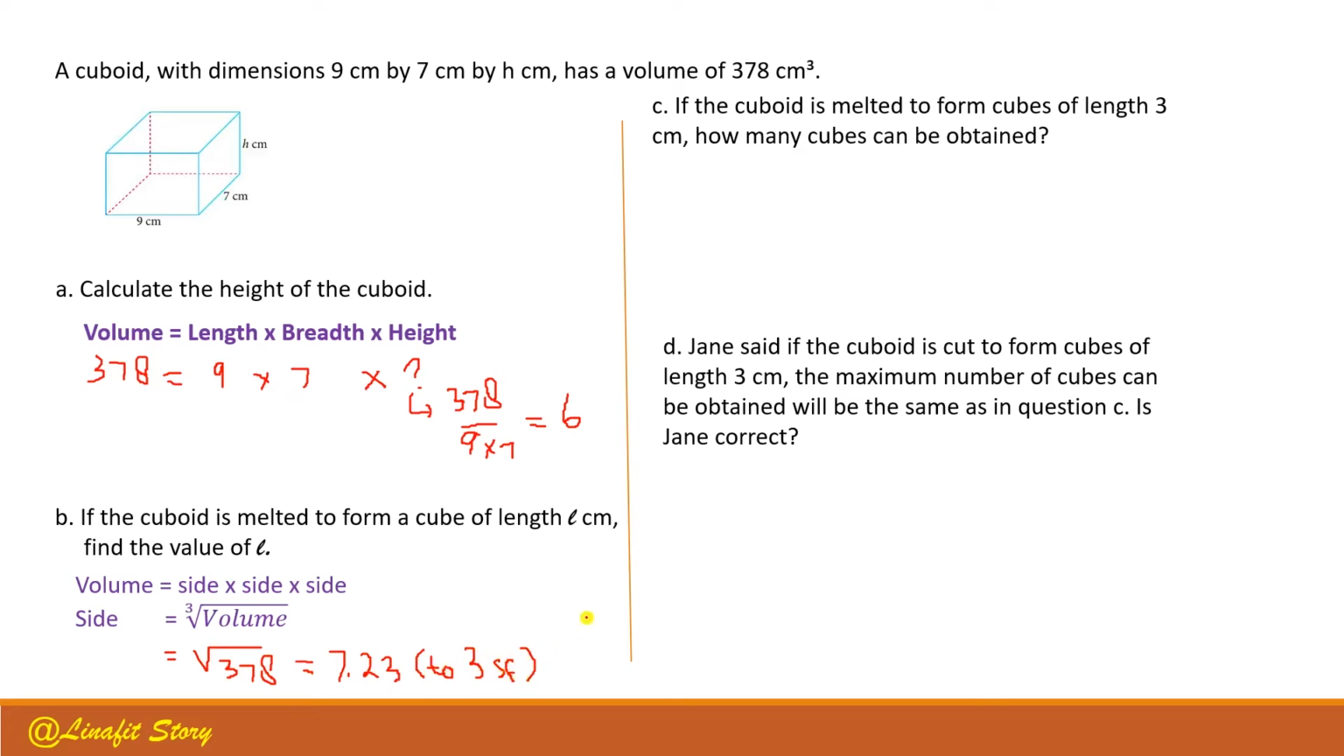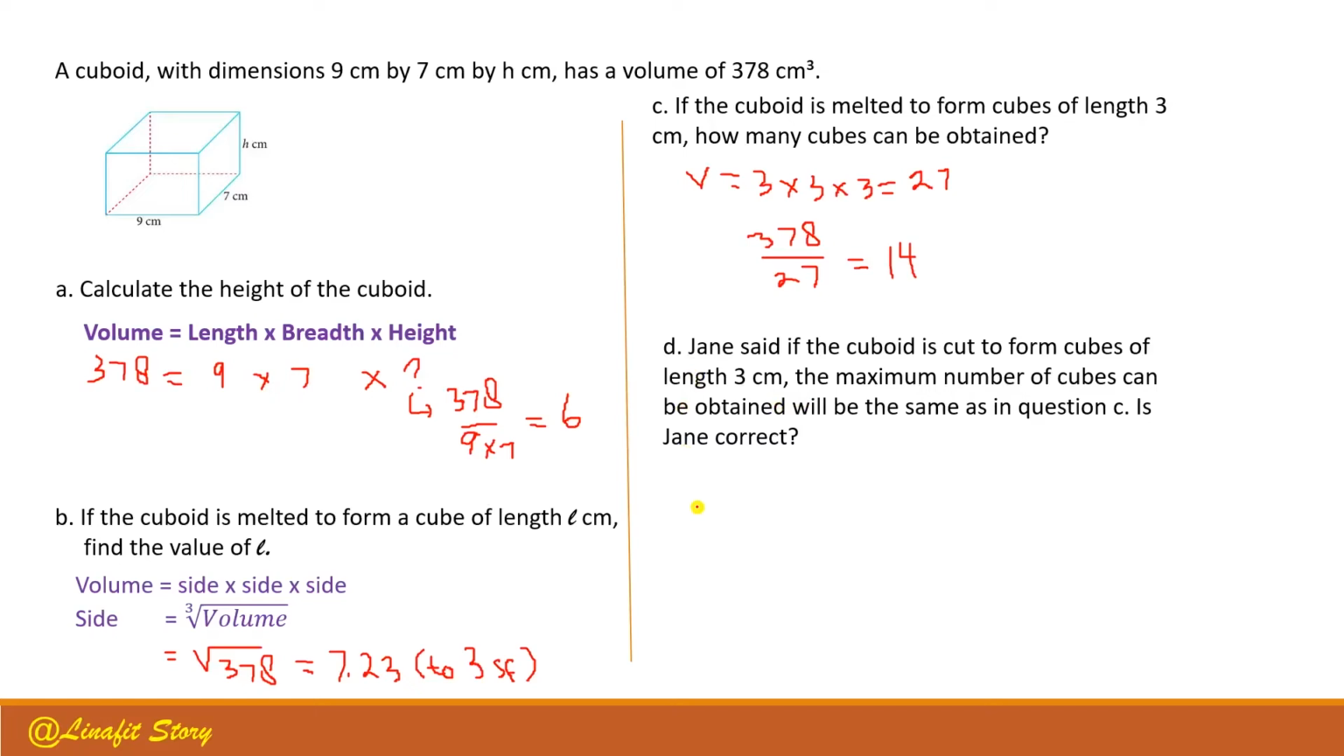Question C. If the cuboid is melted to form cubes of length 3 cm, how many cubes can be obtained? To get the volume of a cube is side times side times side. So 3 times 3 times 3 is equal to 27 cubic cm. Therefore, the number of cubes that can be obtained is 378 divided by 27, which is equal to 14.